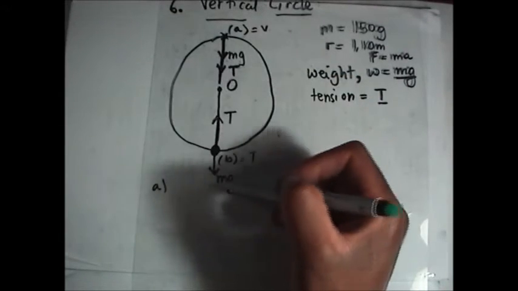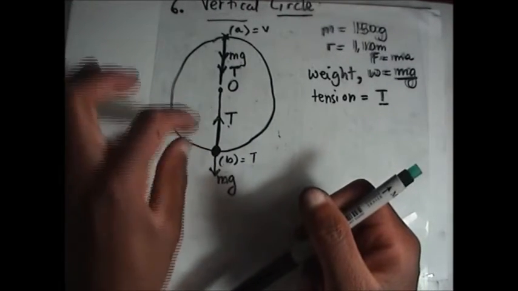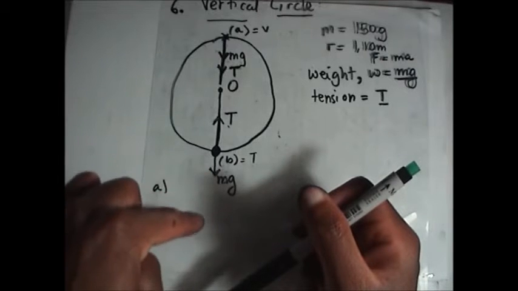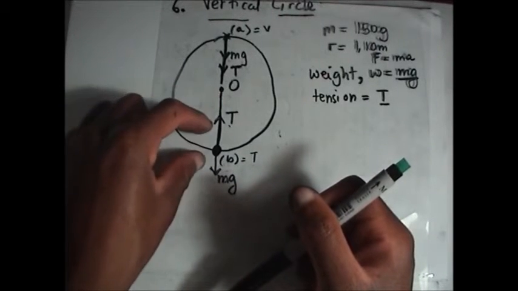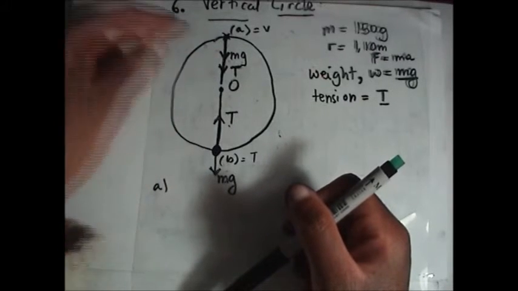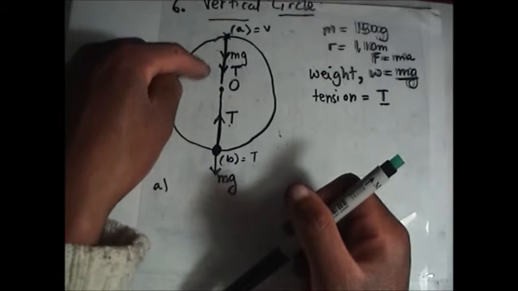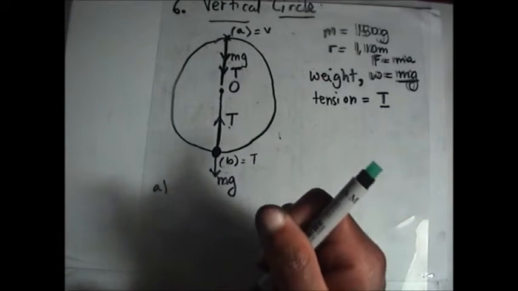So at this point, they are both facing the same direction, and in this case, the two forces are facing opposite directions. That is a very, very important point. At the bottom, they are facing opposite directions because mg has to face downwards, and tension has to face the center. But here they're in the same direction because tension always has to face the center and mg has to face downwards, so they are now facing the same direction.